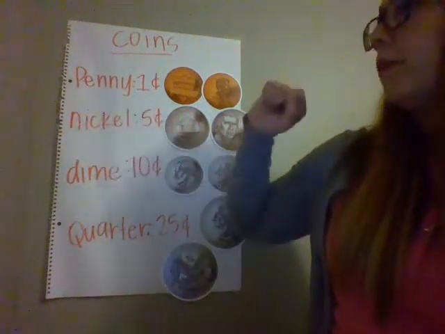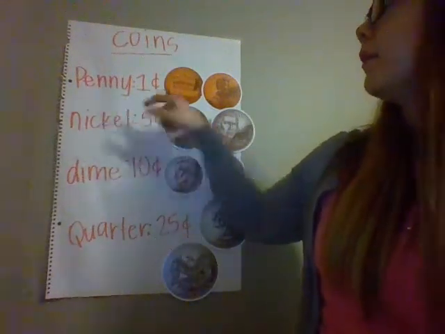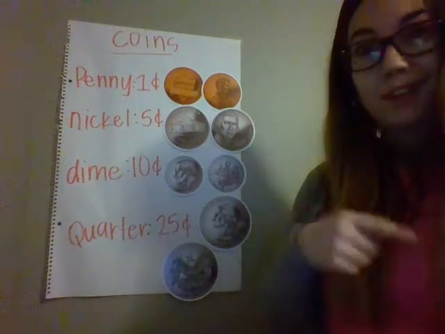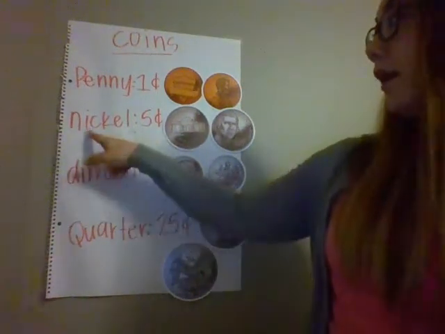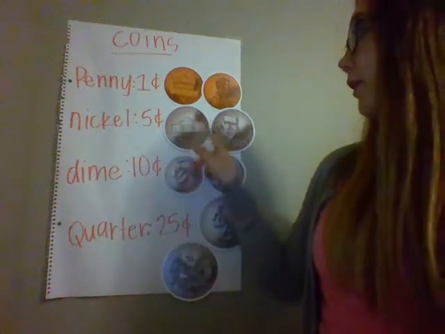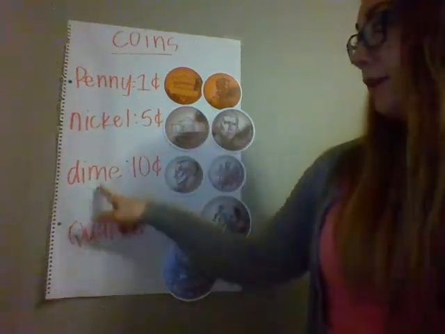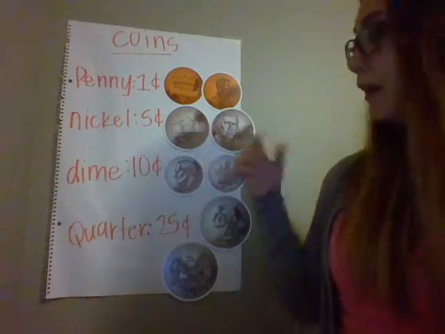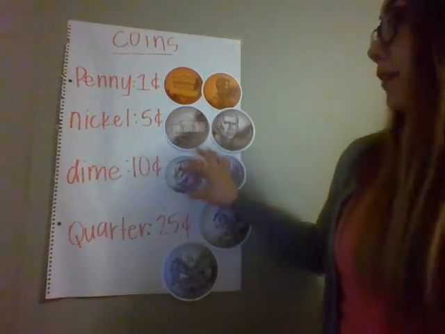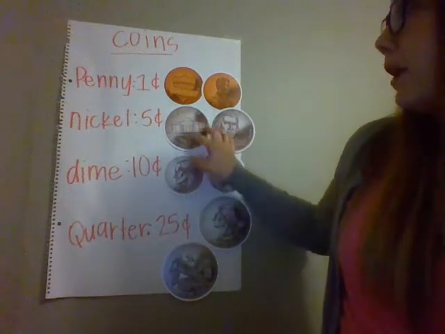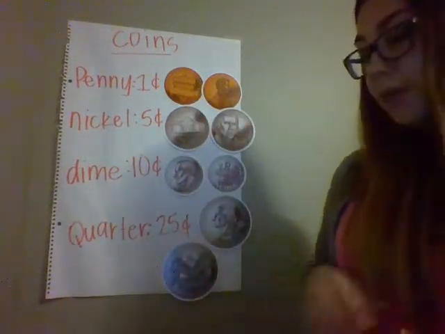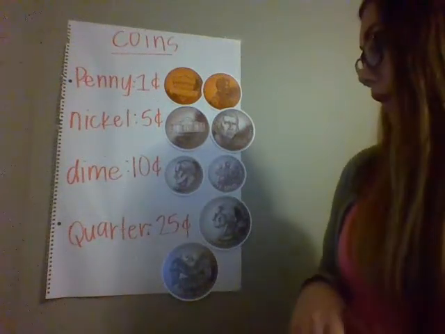So let's go back and review really quick. A penny is worth 1 cent. It's copper colored, okay? It's just worth 1. It's like I'm counting by ones. A nickel is worth 5 cents, okay? It's silver, worth 5. Dime is worth 10 cents. It's silver, and remember, it's really small, but it's worth 10 cents. So even though it's smaller than my nickel and my penny, it's worth more. And then a quarter is worth 25 cents, okay?